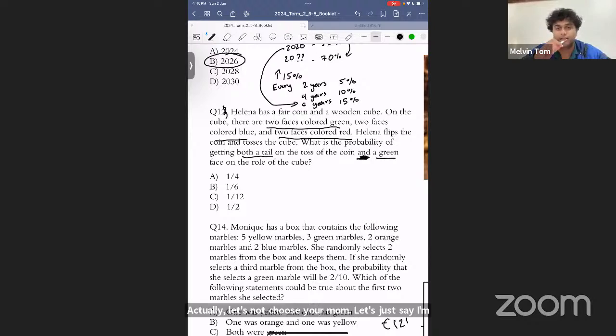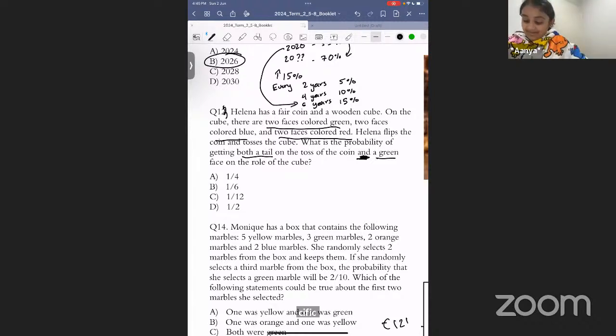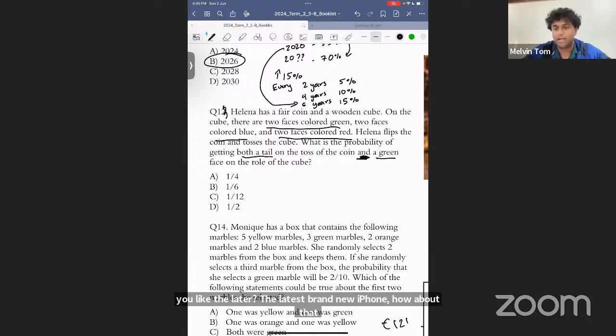I say, "Hey, Anya, Loyola will buy you whatever you want if you pass the GATE exam," and you're choosing an iPhone. So is it like an iPhone 4? Is that okay? A broken iPhone? Be more specific. Would you like the latest brand new iPhone? How about that? Okay. All right. So Anya, imagine I come to you and I say, "Hey, one second, guys."